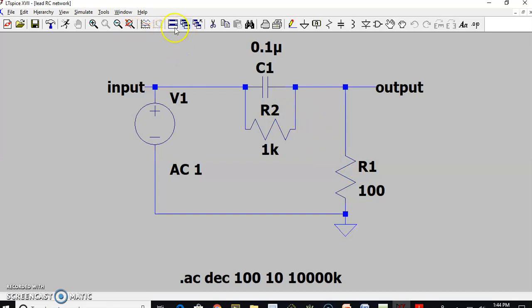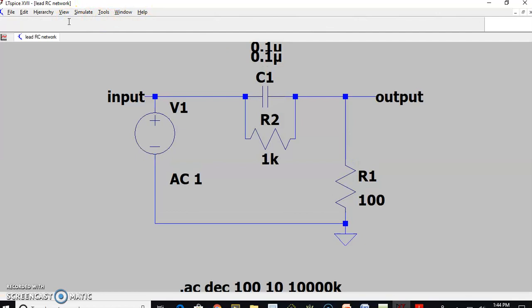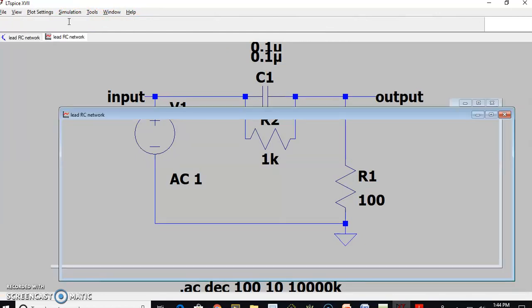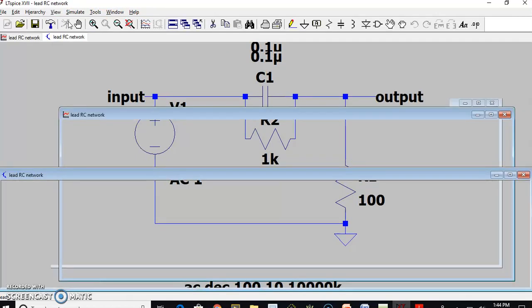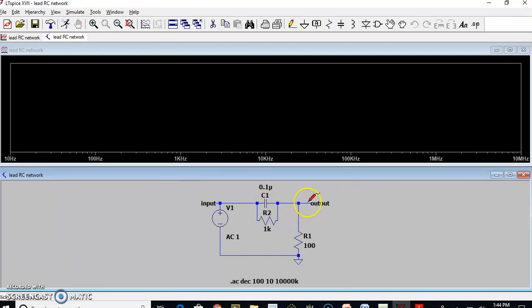So let us run this and try to see the initial slope will be 0 dB per decade, and then it should go positive, and then it should again become 0 dB per decade. And the phase will always be plus, and that will be at maximum plus 54 degrees. Okay, let us see here.